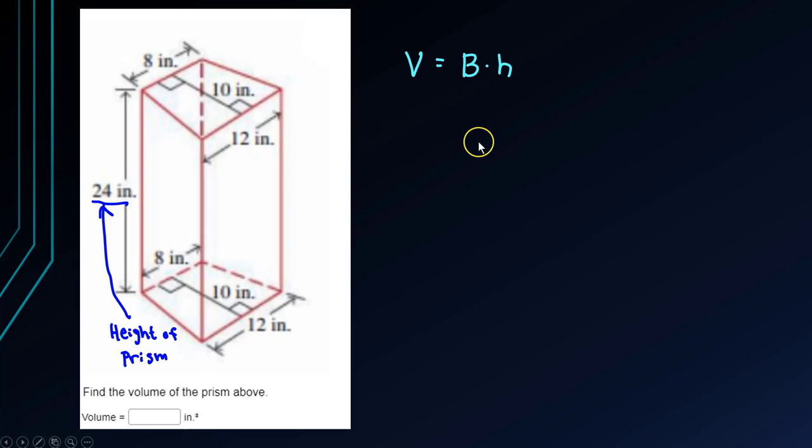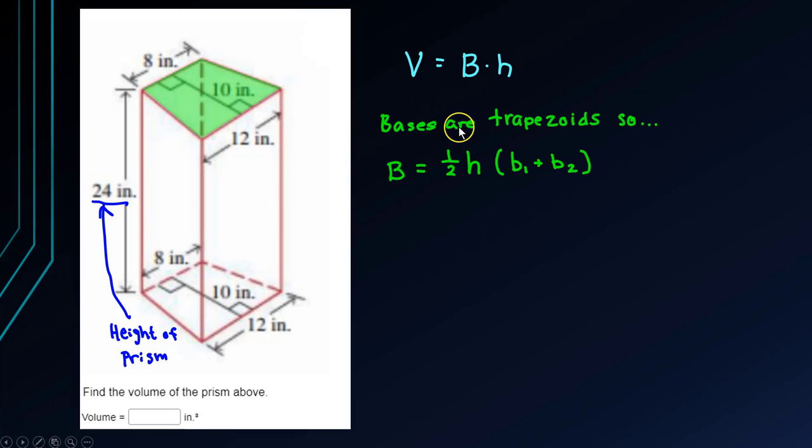As I go through this, though, I need to know the area of the base. Now, the area of the base is this trapezoid. Of course, there's one down here, too. Since the bases are trapezoids, the area of the base is going to be 1/2 the height times the sum of the two bases. This height here is the height of the trapezoid base. It's not the same height as above. So you do have to make sure you keep them straight. A lot of times students will put 24 down here because they say it's a height, but that's the height of this base, not the height of the prism.